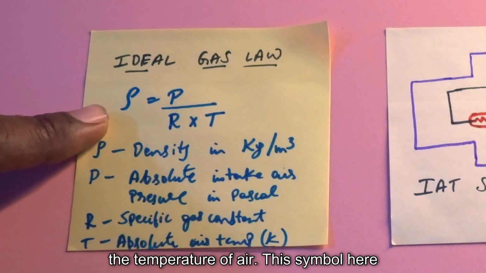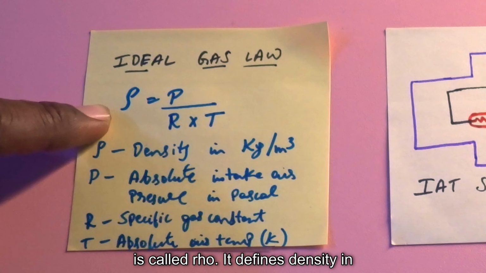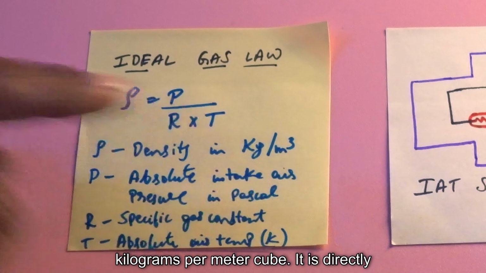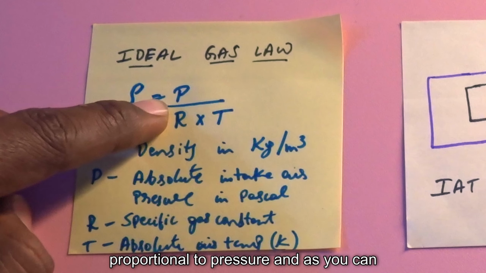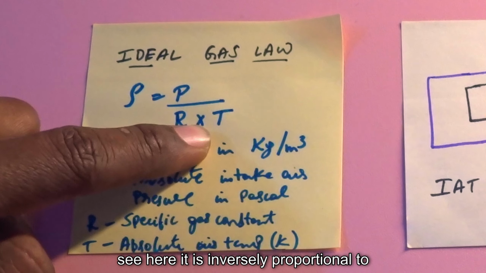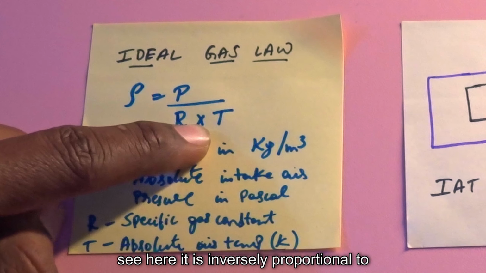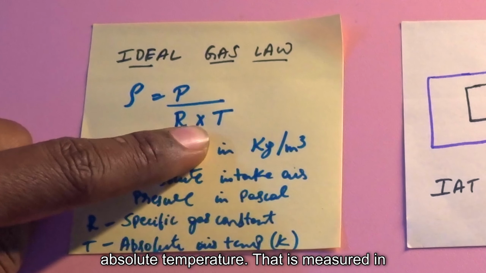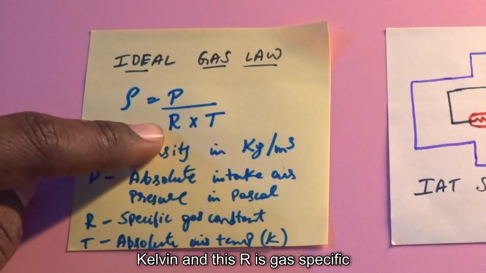This symbol here is called rho. It defines density in kilograms per meter cube. It is directly proportional to pressure, and as you can see here, it is inversely proportional to absolute temperature, that is measured in Kelvin, and this R is the gas specific constant.